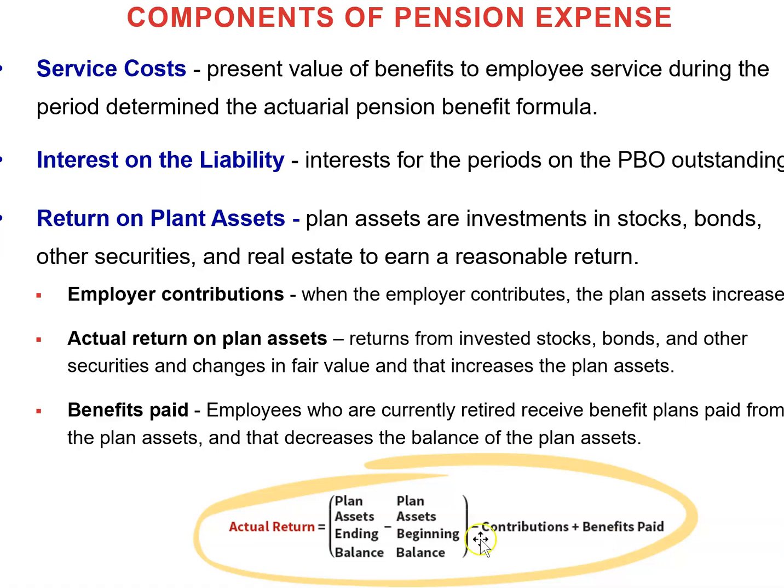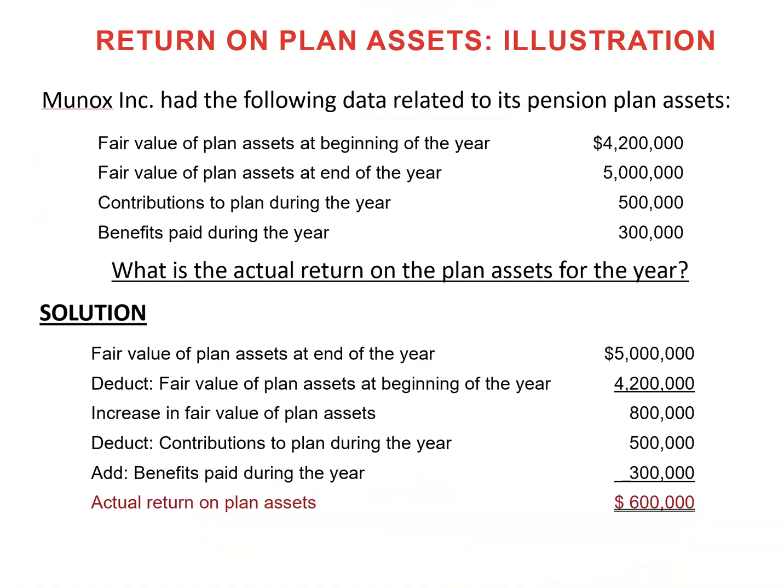So this is how we will calculate the actual return. Now we will see one quick example of how to calculate the actual return on plan assets. If you look at the balances of the plan asset at the beginning of the year versus at the end of the year, it might have different components. It might have the returns made from investments in bonds, stocks, or other securities, or it may also include the contributions made by the employer that year, or the benefits paid by the employer to their retired employees. So let's see this example.